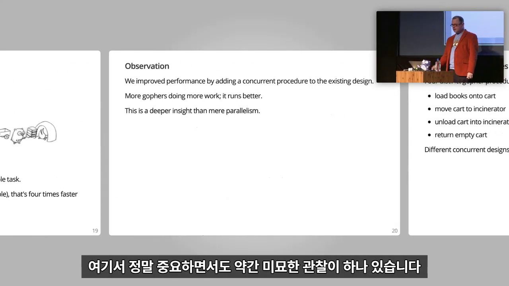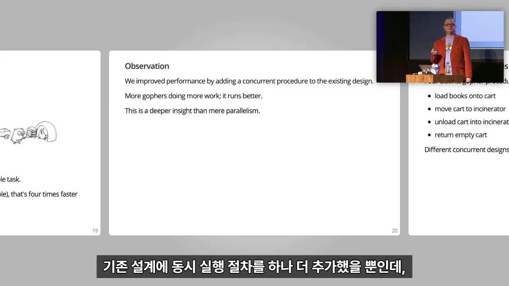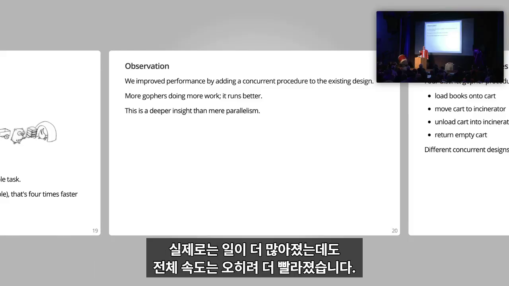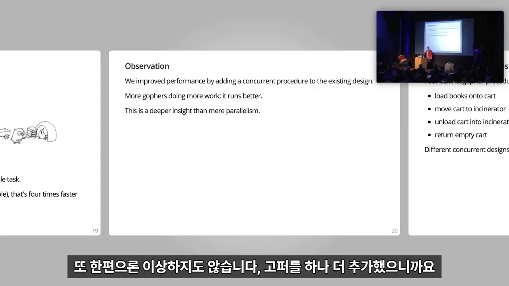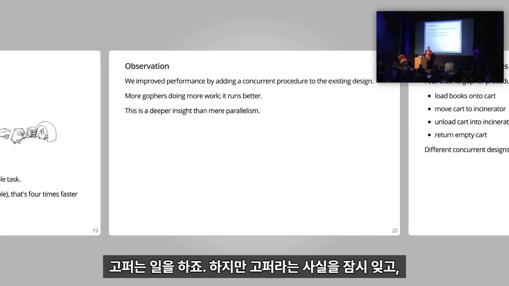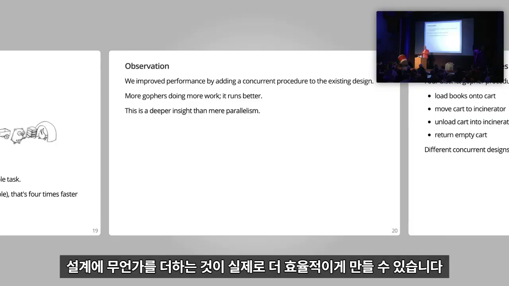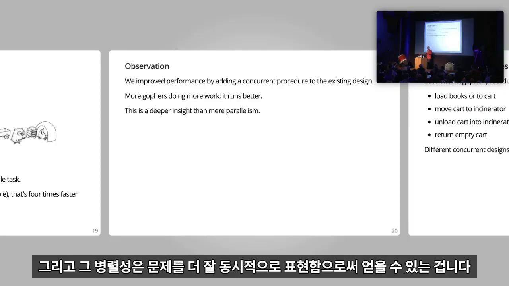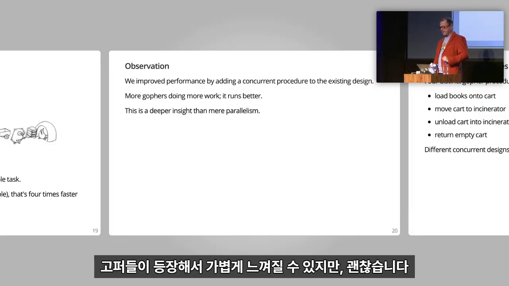So here's an observation that's really important, and it's kind of subtle. We improve the performance of this program by adding a concurrent procedure to an existing design. We actually added more things, but the whole thing got faster. And if you think about it, that's kind of weird. It's also kind of not weird because you added another gopher, and gophers do work. But if you forget the fact that he's a gopher and think of it as just adding design, adding things to the design can actually make it more efficient. And that parallelism can come from better concurrent expression of the problem. It's a fairly deep insight that doesn't look like it because there are gophers involved, but that's okay.